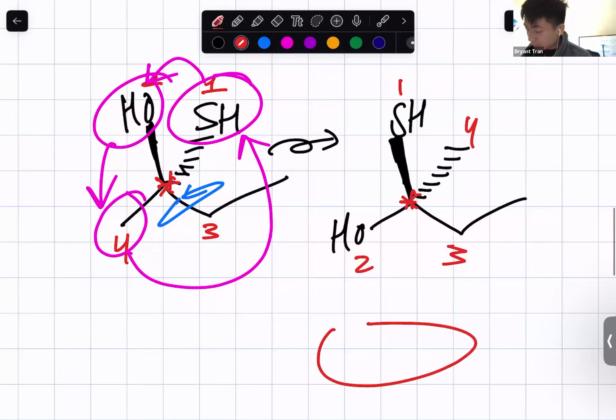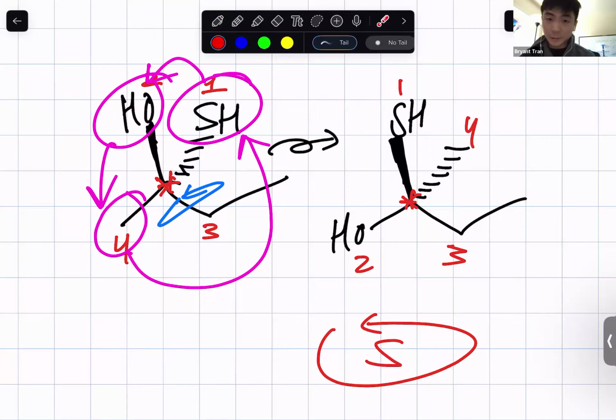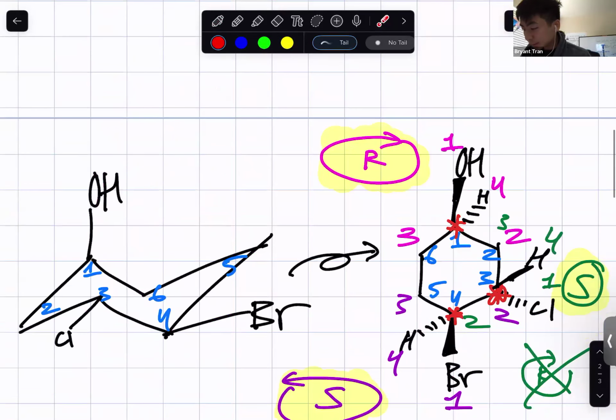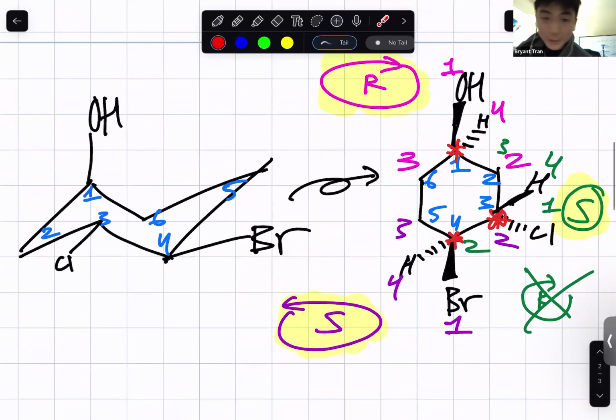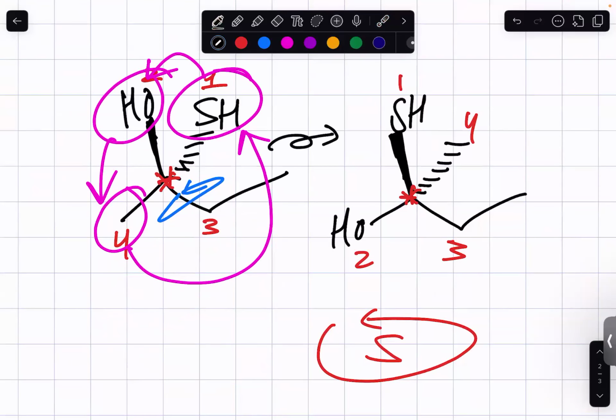So now when we do it, it goes counterclockwise, which will be S, like that, right? So that's the time when you have to rotate a bond to assign R/S correctly. But if the lowest priority group is on a wedge, then you could just invert it to whatever it looks like. Okay. Any questions on that one? Yes, clear. Thank you. That's good.